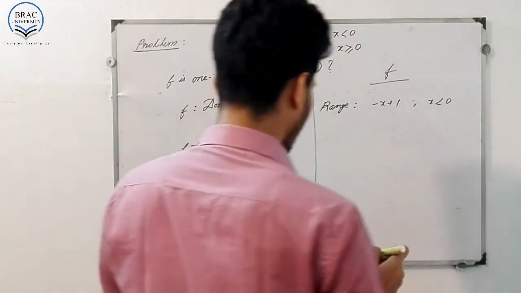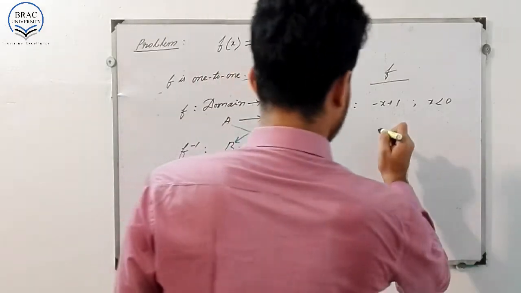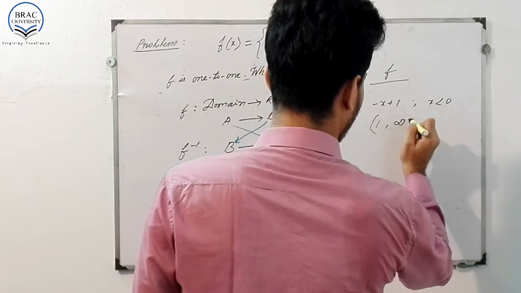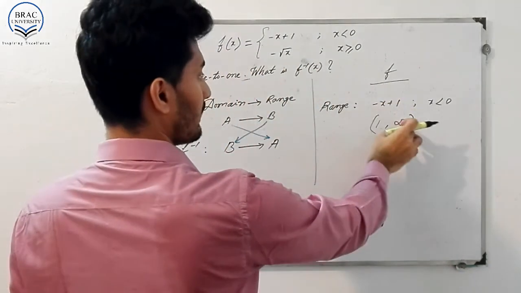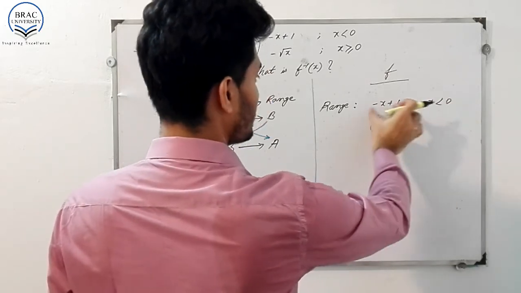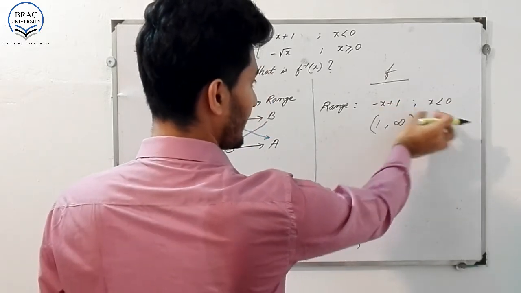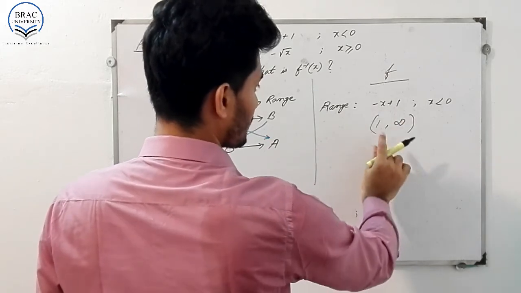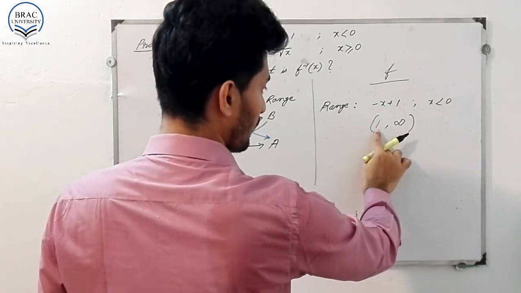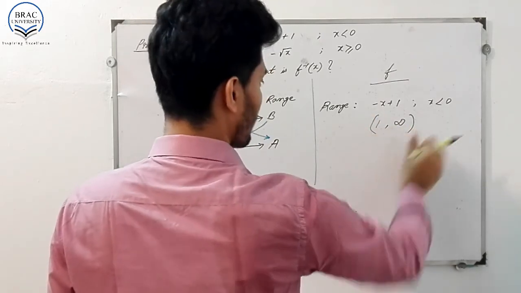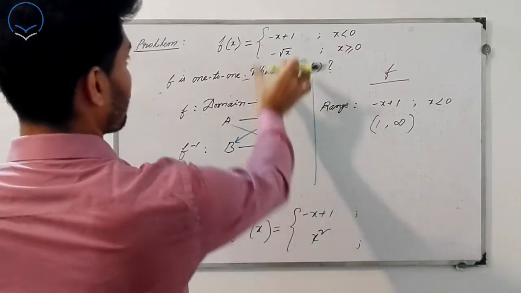So the range for this one is going to be, we're never really going to reach 1, and we can make a bigger number. We can also get a bigger number if we plug in a really large negative value. So this is going to be the range for this one. We are never going to get 1, so we exclude 1, and then we can go all the way up to positive infinity. That's for the first part.